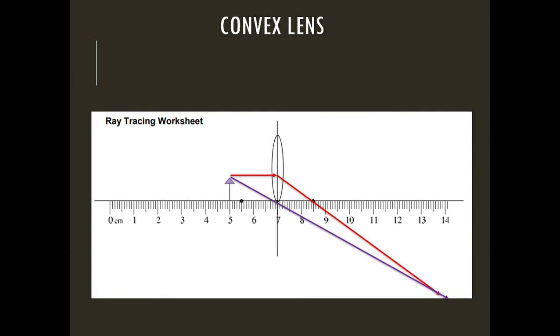All right, now we just need one more. And the last one goes from the object to the first focal point, the one that is right in front of the lens, until it reaches the center.